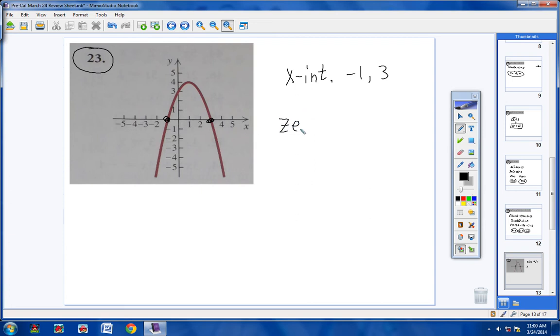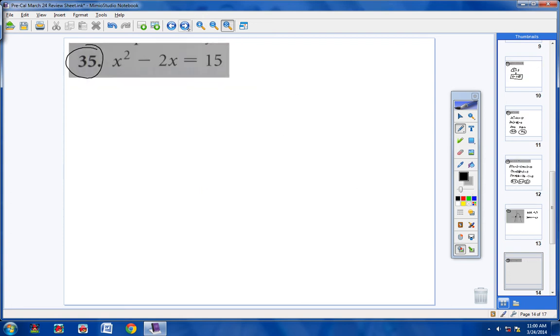Then the directions say to find the zeros. Well, guys, zeros are whatever the x-intercepts are. So your zeros would be at negative 1 and 3. So there are your zeros. All right, number 35. Number 35 says to solve using the quadratic formula.